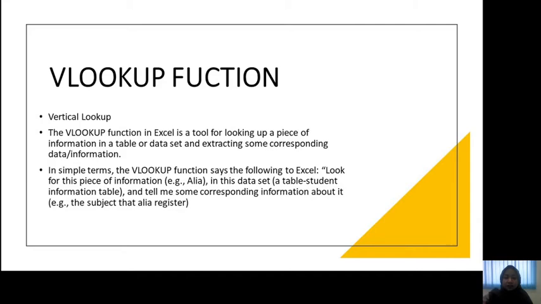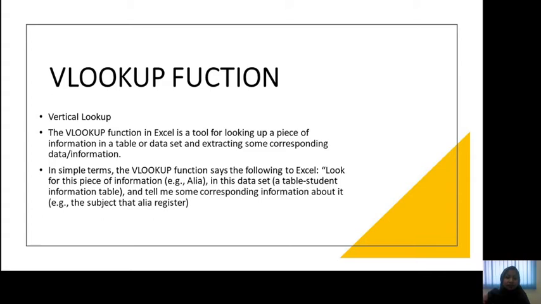For example, we have a student information table that consists of thousands of students. In that table, the first column is a student ID column. Next is the student name column, and next, another column is about the student's registered subject. The next column is about the student's academic supervisor.